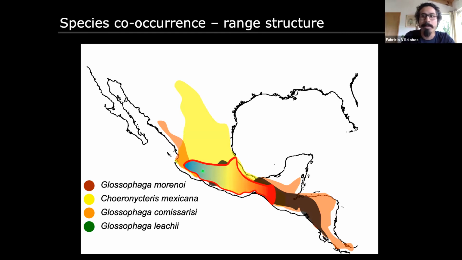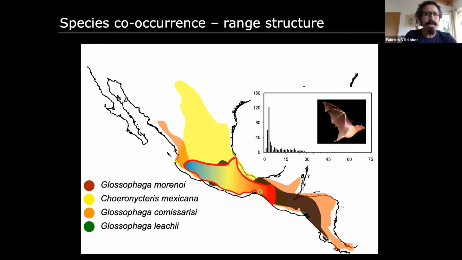for example, based on the co-occurrence of other species within the distribution of my focal species, right? And I can do that for all of the species, of course, but I can do that one by one. And from that, I can derive different metrics. For example, just a simple frequency distribution of how many sites have different numbers of species.